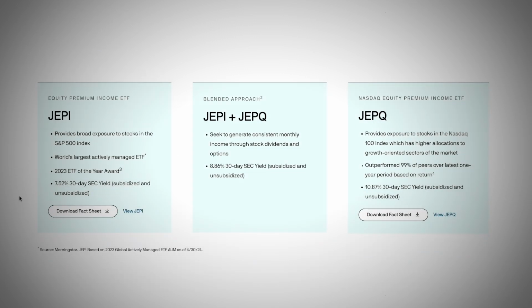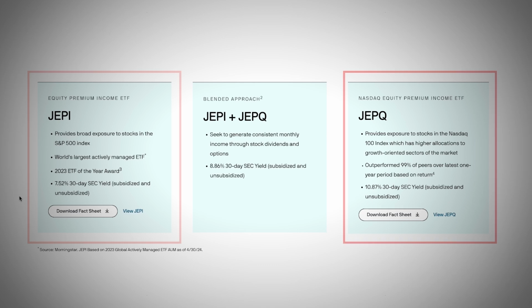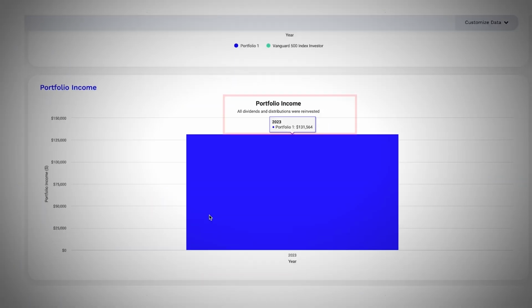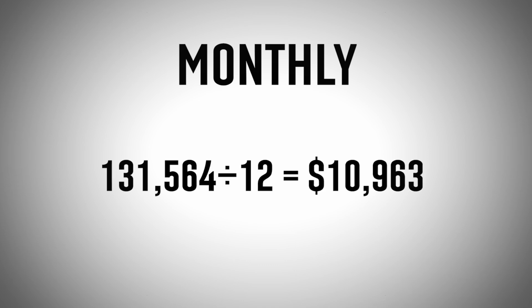But say you're at the point of wanting dividend income, you could change those investments to ones like JPI or JPQ, where you would have been able to generate $131,564 from dividend income alone that year, completely tax-free. Which, by the way, if we convert that to monthly, that is $10,963, and even with inflation, that's still a good amount of money.